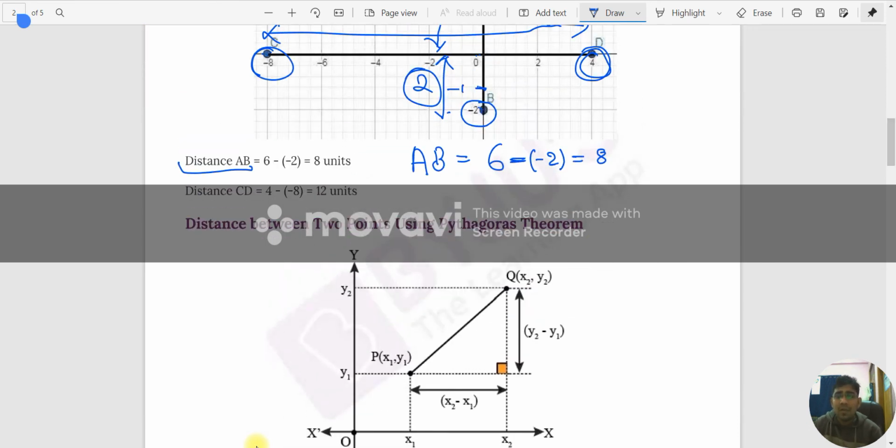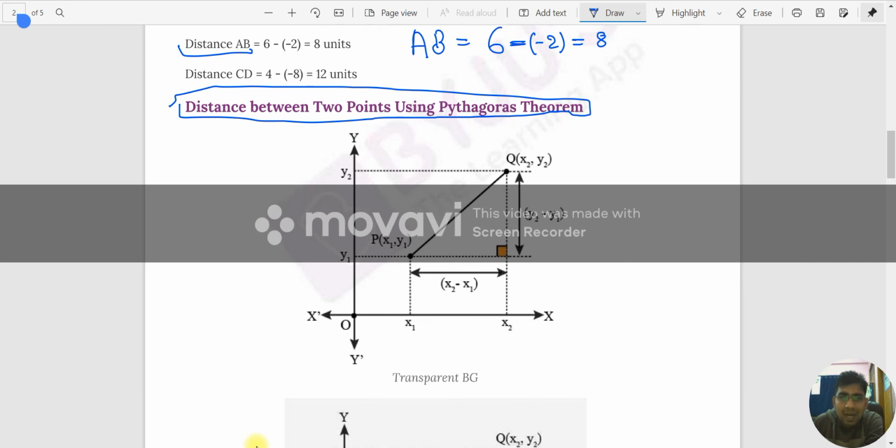Now we have to find a distance formula, the distance between 2 points, using the Pythagoras theorem. This is the very interesting theorem you learned in class 8th. Here we apply the Pythagoras theorem. First of all, see here we have 2 points on the x-axis and y-axis. Suppose we have a P point whose coordinates are given as x1 comma y1, and the Q point is given as x2 comma y2. We have to find the minimum distance between these 2 points.